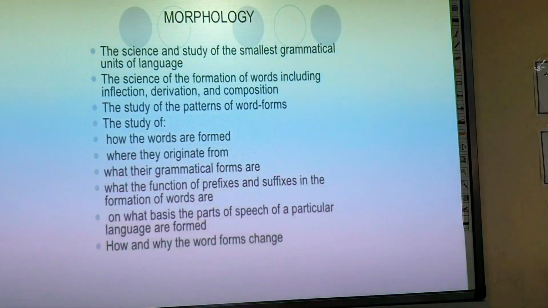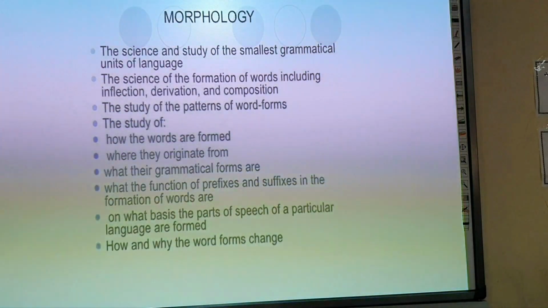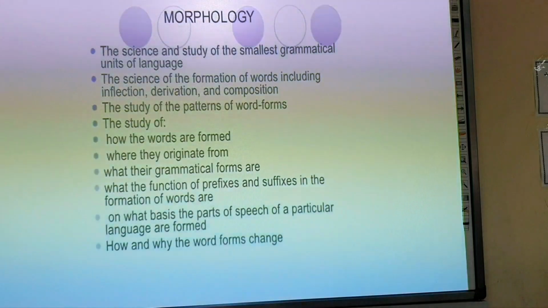To make it simpler and more clear, we need to divide these morphemes. We are going to divide them into what? Free morphemes and bound morphemes. So what is a free morpheme and what is a bound morpheme? A free morpheme is a morpheme that can stand alone by itself and can have a meaning by itself.